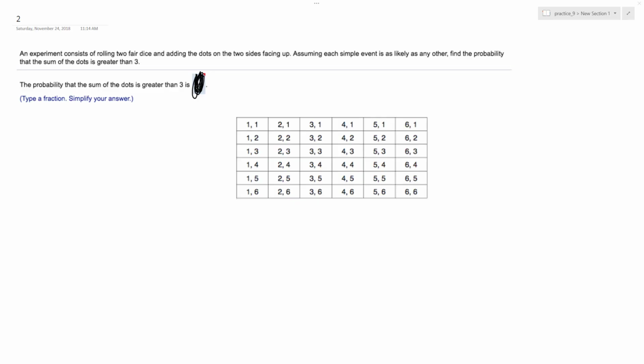Alright, so we've got two fair dice that we're rolling. We want to figure out the probability of getting a number greater than 3. So it has to be greater than 3, either 4, 5, 6, all the way up to 12.